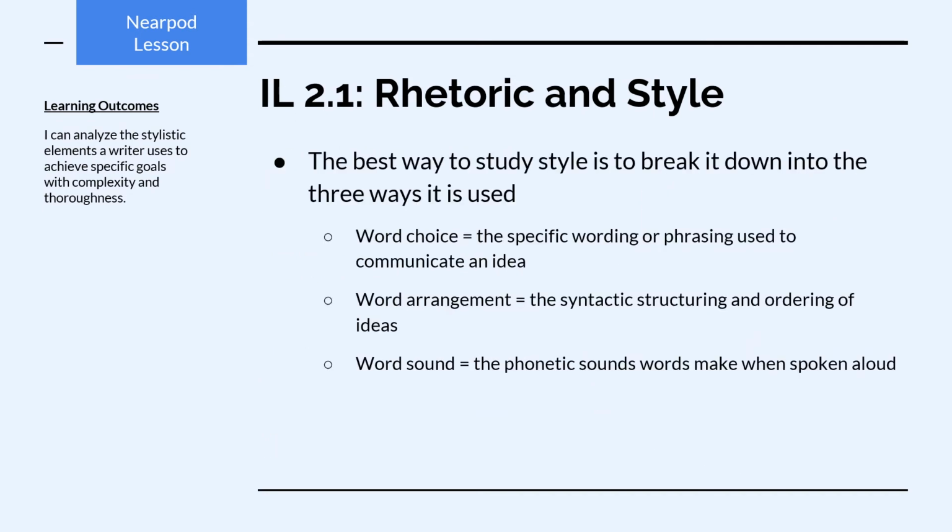When trying to analyze the style in a text, it's best to break style down into the three different ways it is used. And those three ways are through word choice, which is the specific wording or phrasing used to communicate an idea, word arrangement, which is the syntactic structuring and ordering of ideas, and lastly, word sound, which is the phonetic sounds words make when they're spoken aloud.